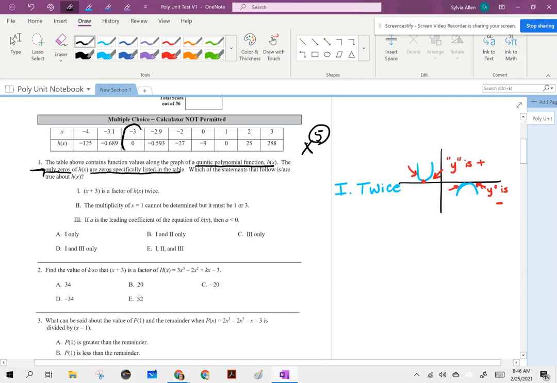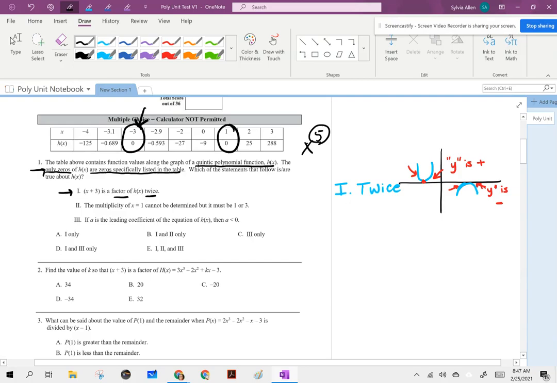So let's focus on those specific zeros. All right, so I'm only finding 2. It says, which of the statements that follow is or are true about h of x? Well, let's take a look at number 1. It says x plus 3 is a factor of h of x twice. So we know that x equals -3, so the factor is x plus 3.